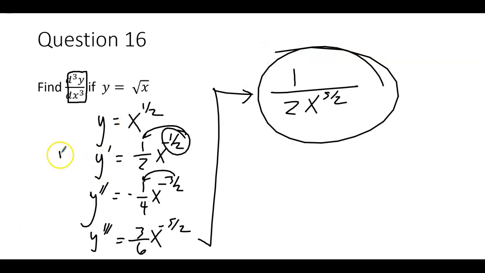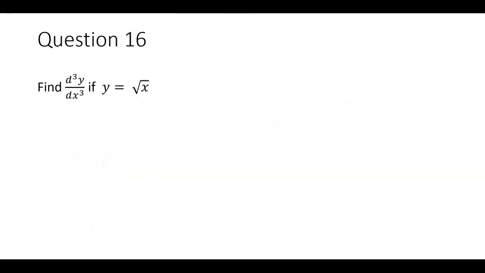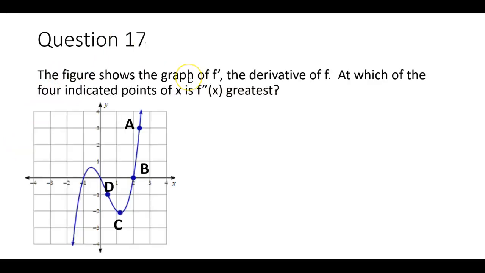But the point is just find the derivative 3 times, right? So this one's really just testing your ability to do derivatives as well as your understanding of derivative notation. Let's go ahead and take a look at question 17. The figure shows the graph of f prime. So it's really important to recognize that we're not looking at a graph of f, we're looking at a graph of f prime. At which of the four indicated points is f double prime the greatest?